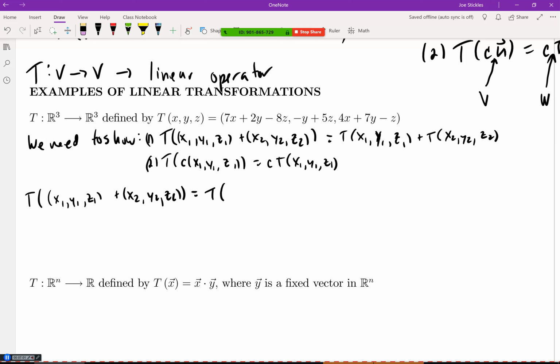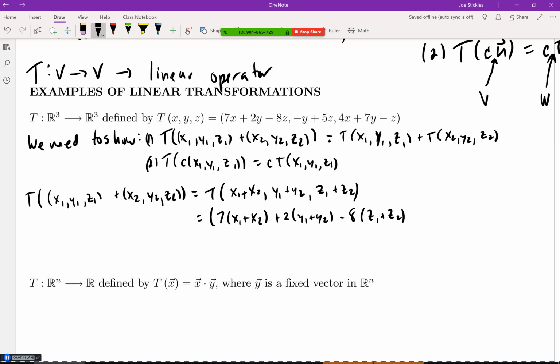well, we get x1 plus x2 in the first component. We get y1 plus y2 in the second component, and z1 plus z2 in the third component. So notice I'm adding the vectors first before we apply the transformation. And now I just need to plug this into the transformation, so I'll get 7 times the x1 plus x2, 2 times the y1 plus y2, minus 8 times the z1 plus z2. That's the first component.